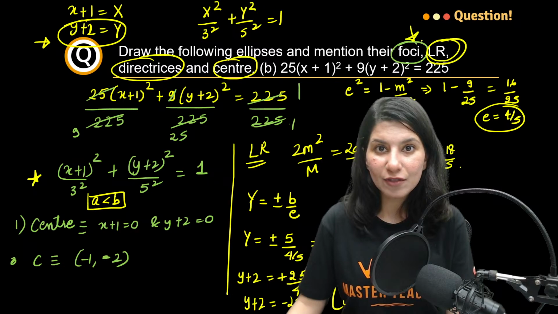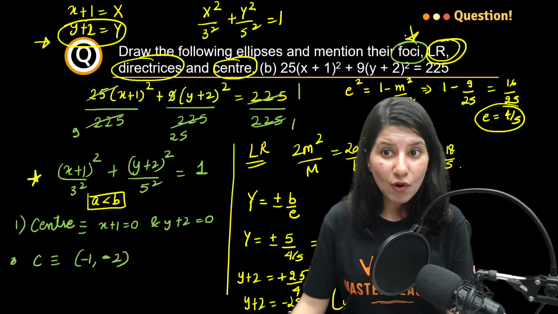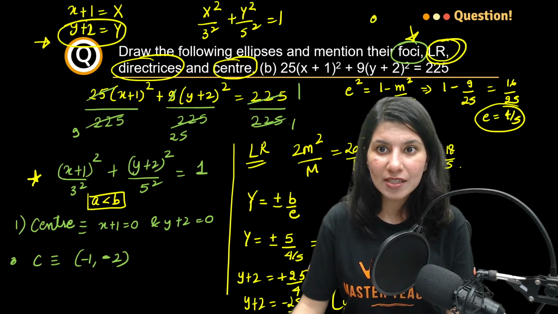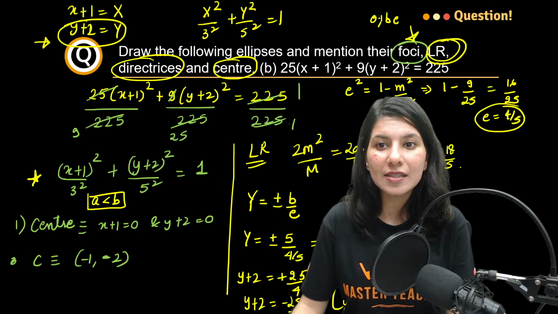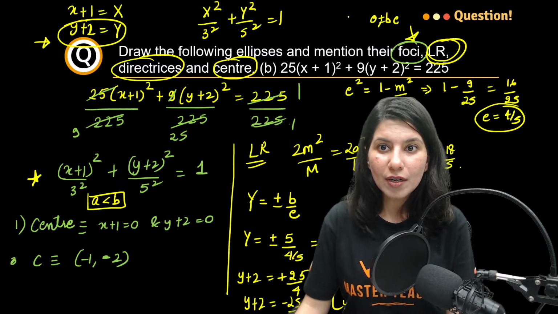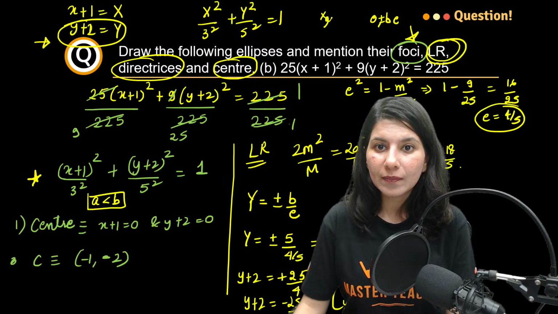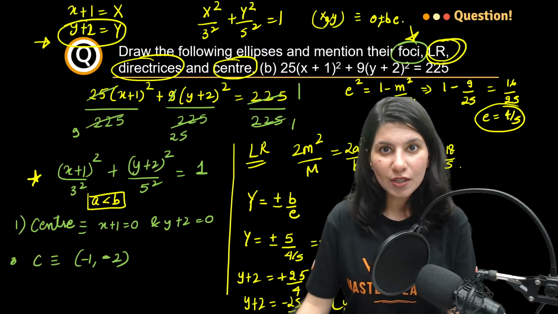Now the next thing which is left is the focus. The focus of this vertical ellipse is 0 comma plus minus be, right? So this is actually X comma Y equals 0 comma plus minus b.